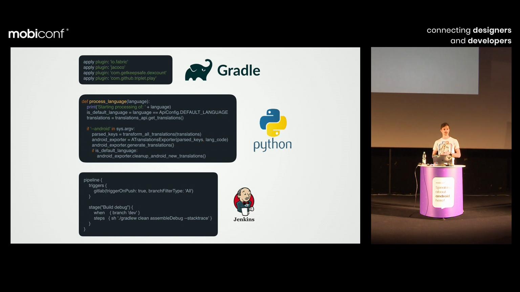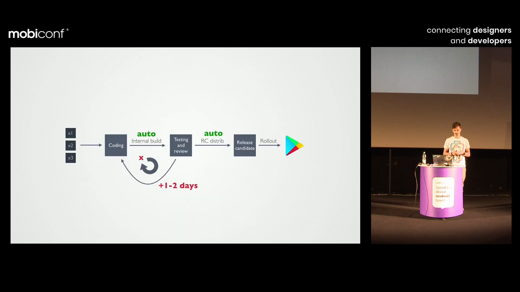And there are many ways of building automations. We use Gradle plugins like Fabric for release candidate distribution. And there is also a plugin for distributing the APK to the Play Store together with the screenshots and the what's new section. For more complex things, we use Python scripts, so for things like the translations, for example. And we also use declarative pipelines from Jenkins to automate bash scripts, for example.